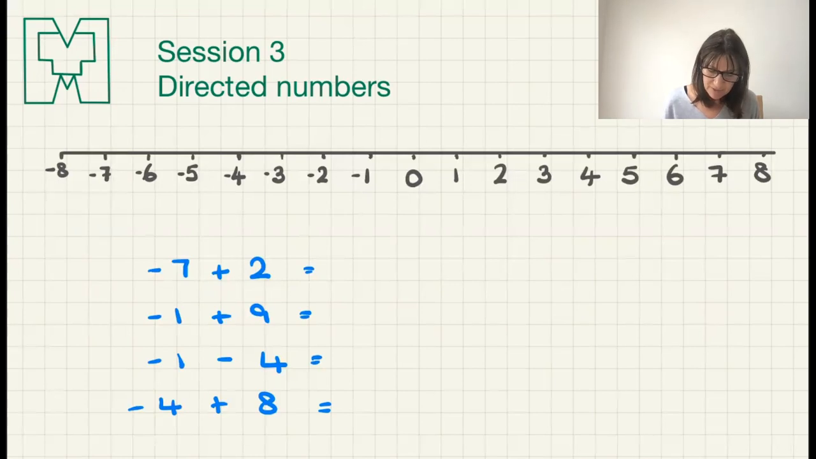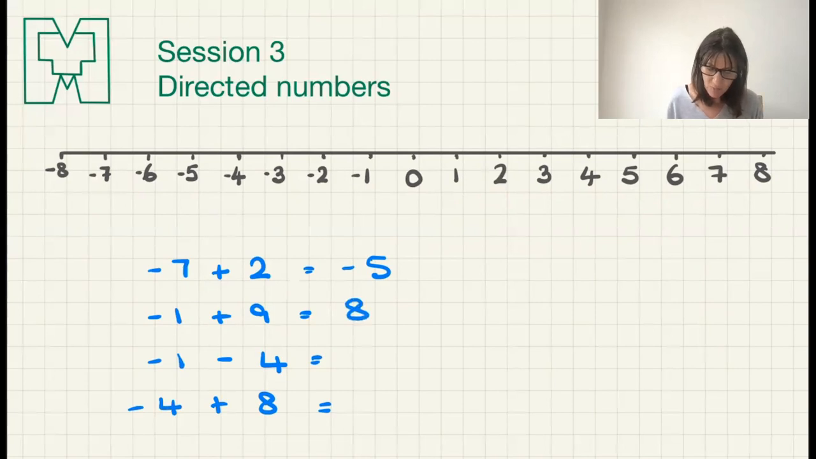Okay, so the first one says I'm at minus 7, so I'm here, I add 2, 1, 2, I end up at minus 5. Next question says start at minus 1, so I'm here. It says add 9, so here we go. 1, 2, 3, 4, 5, 6, 7, 8, 9. That takes me to 8.